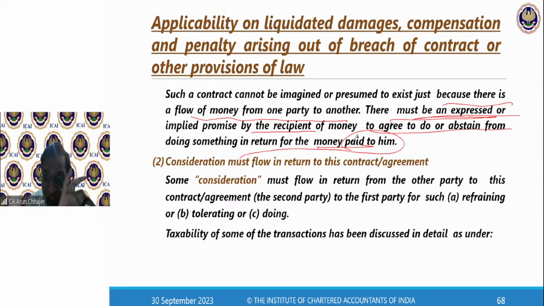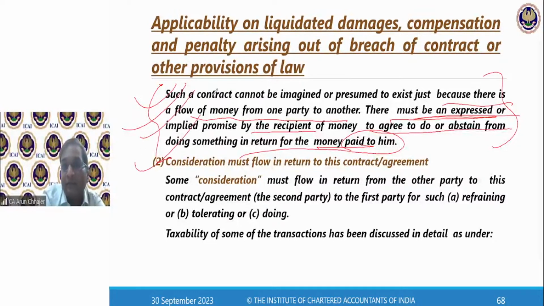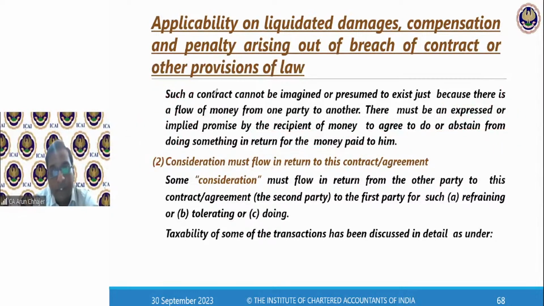If there is no contractual obligation, but still the money is coming, no liability of GST. These words have to come. If the question comes, then this wording is very, very important. Consideration must flow in return to this contract or agreement. Some consideration must flow in return from the other party to the first party for refraining, tolerating, or doing.